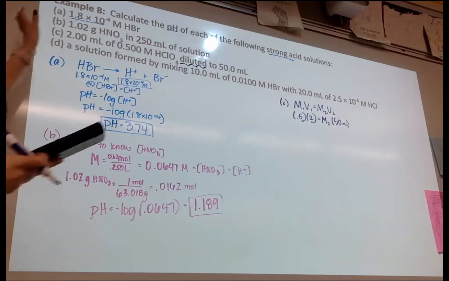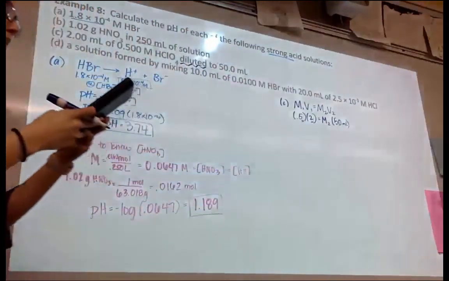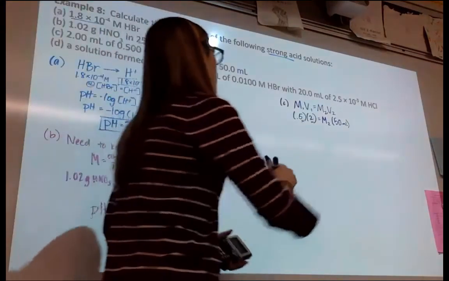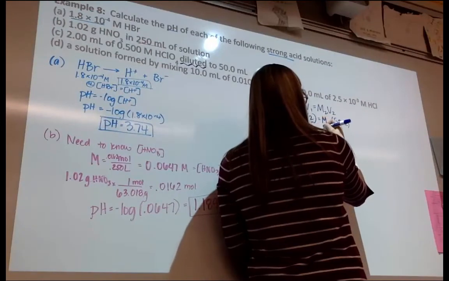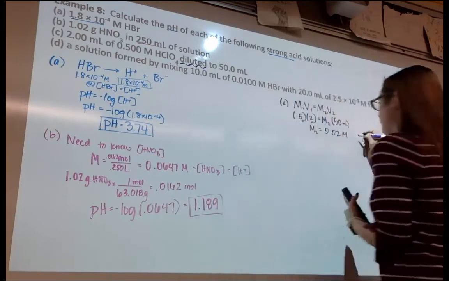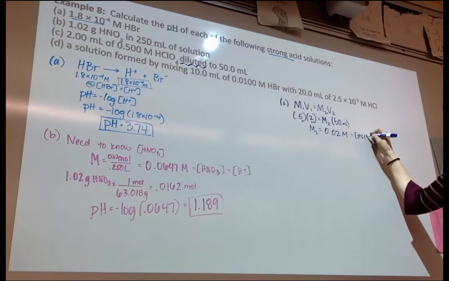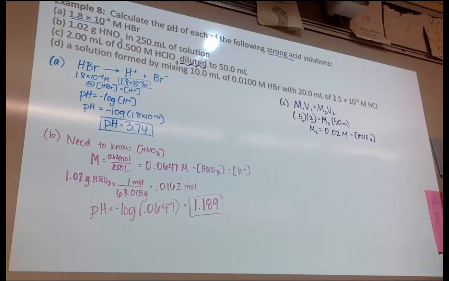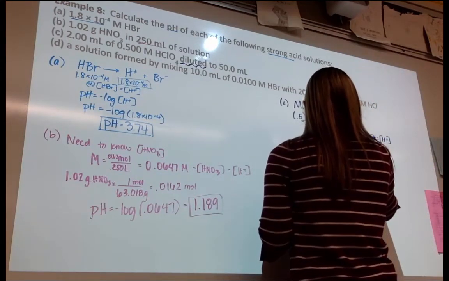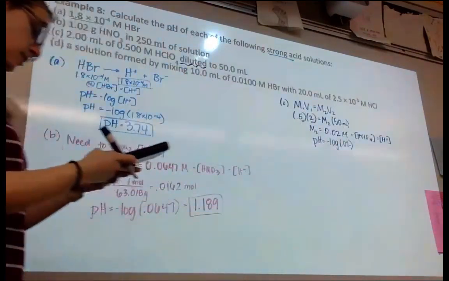So again, because it's diluted, we need to figure out the molarity before we can calculate the pH. So divide 50 over. M2 is 0.02 molar. Now that's the new concentration of HClO4, but because it's a strong acid, that's also the concentration of H+. So to find the pH, we'll just take the negative log of 0.02.